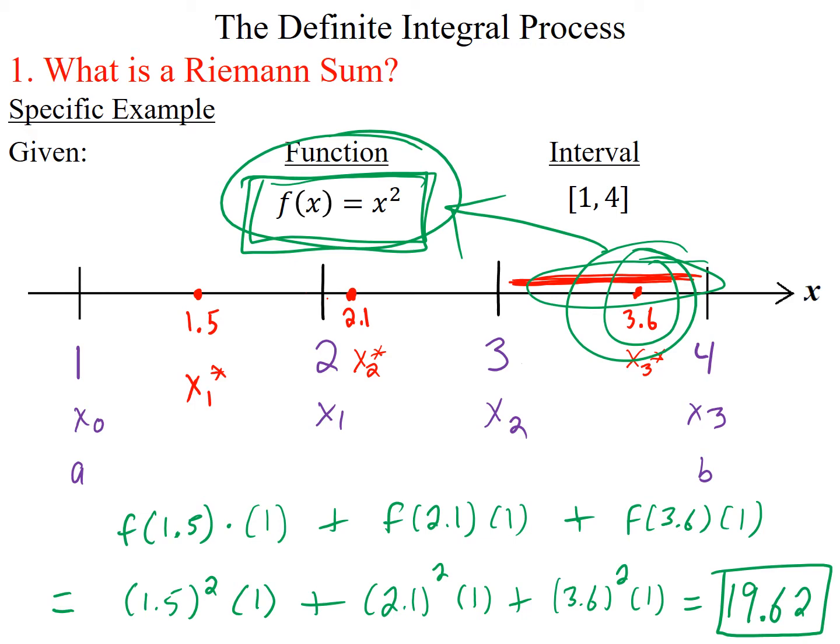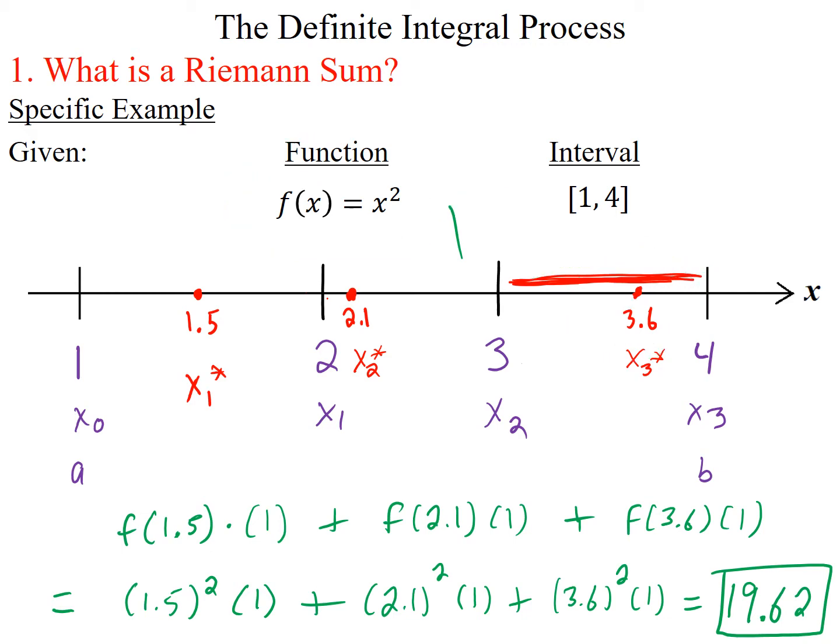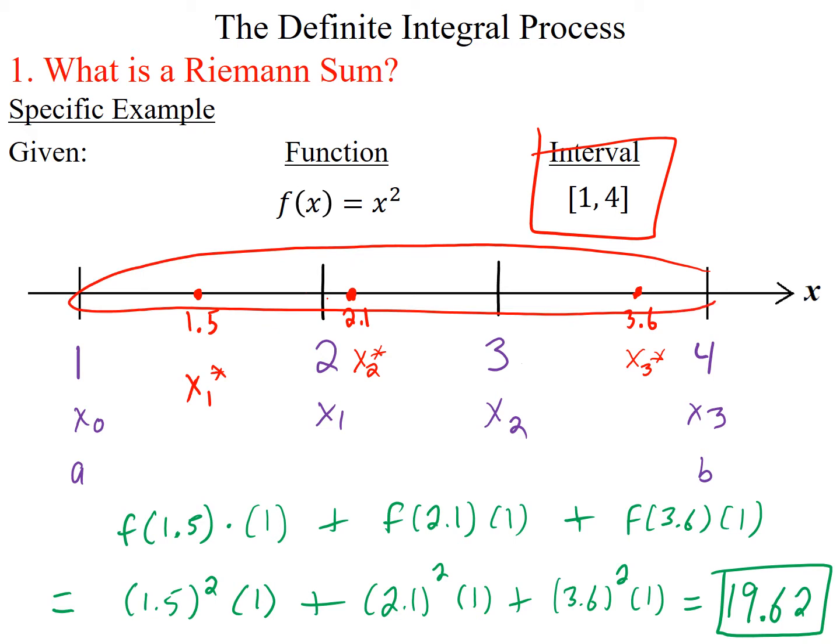We started off by taking the interval they gave us, which is that interval, and we cut it into pieces. How many pieces? In this problem, we cut into 3 pieces. So here's the whole interval. We cut it into this piece here, and then separately this piece here, and this piece here. 3 equal width subintervals. And since we did 3 subintervals, each one had width 1.